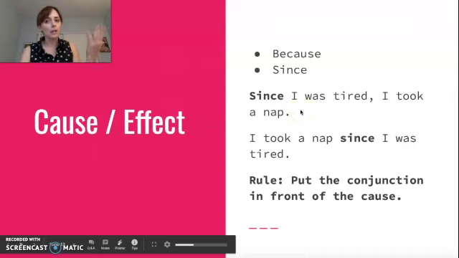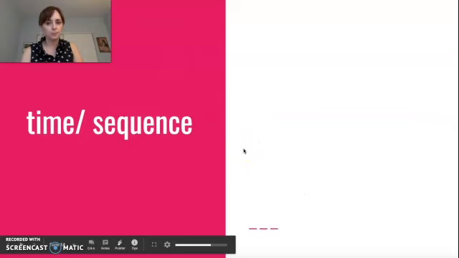So let's look at the sentence more closely. We have I was tired and I took a nap. So what is the cause? The cause is I was tired. The effect or the result is I took a nap. So the rule is to put the conjunction in front of the cause, okay? Like I was tired. So we could also replace since here with because. It would mean the exact same thing. So we could say, because I was tired, I took a nap. Or I took a nap because I was tired.